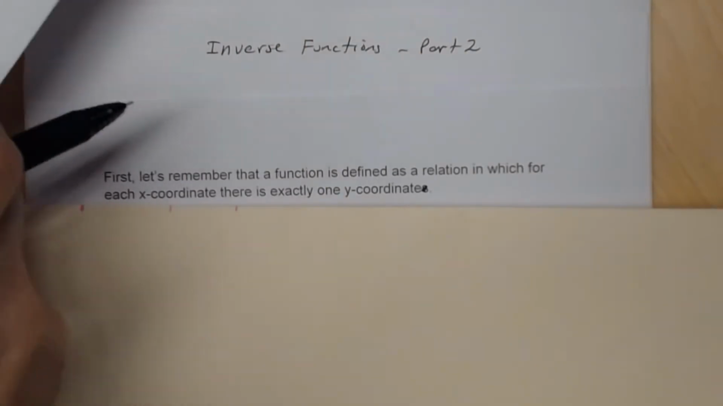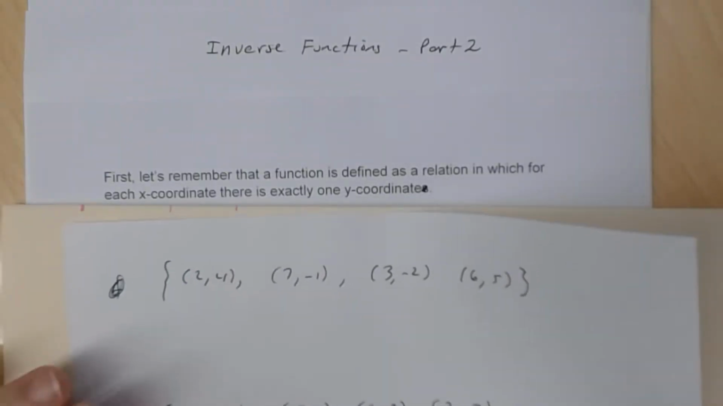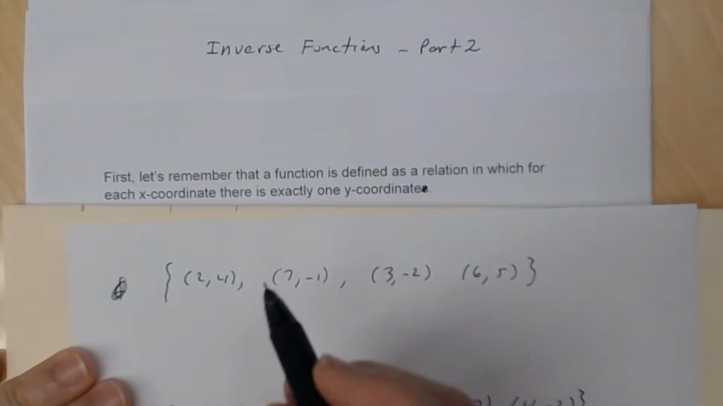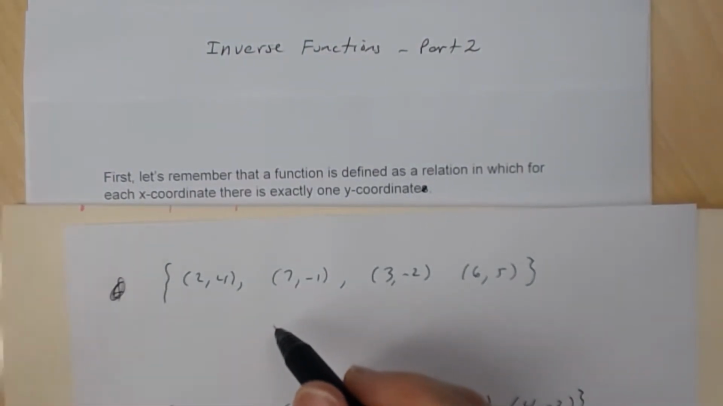We also discussed, when we looked at functions in an earlier lesson, ordered pairs. So remember, with an ordered pair, remember the definition of the function: for each x value, there's only one y value.